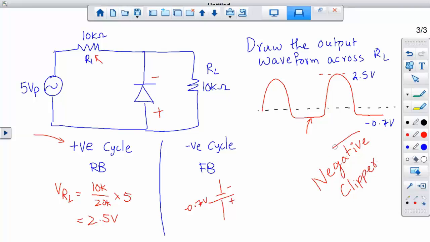But in either case, even if you consider a positive clipper or a negative clipper, what is the clipping level? What is the clipping voltage level? Always going to be 0.7, right? So far, we only talked about a couple of circuits, so it's always 0.7.